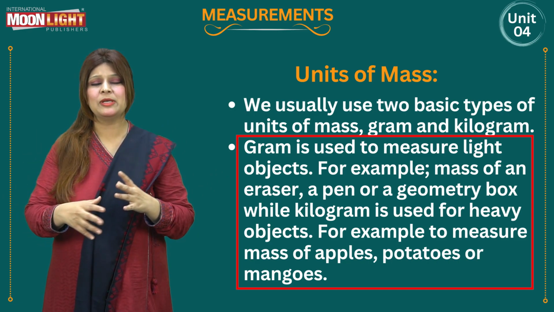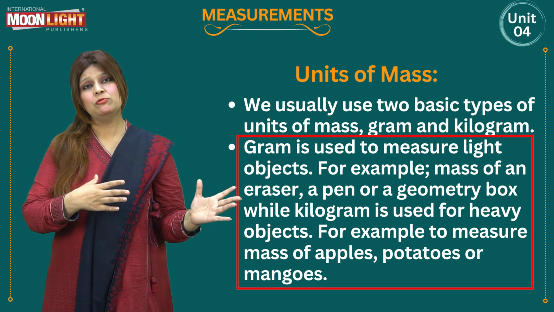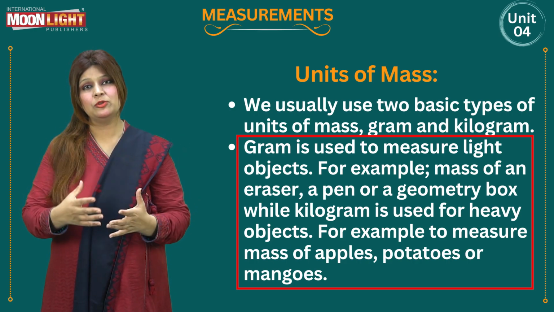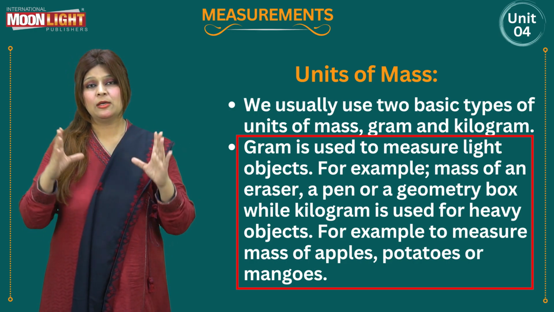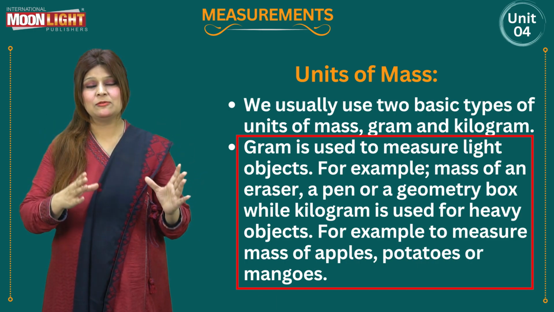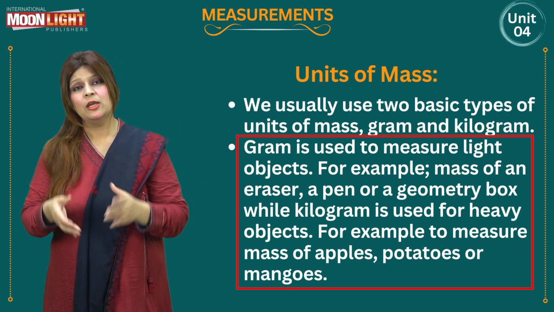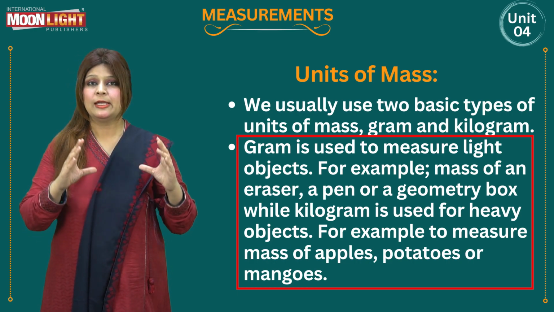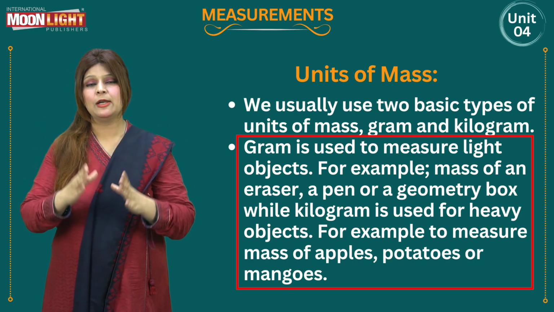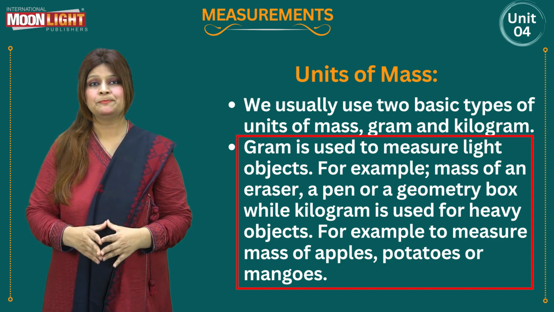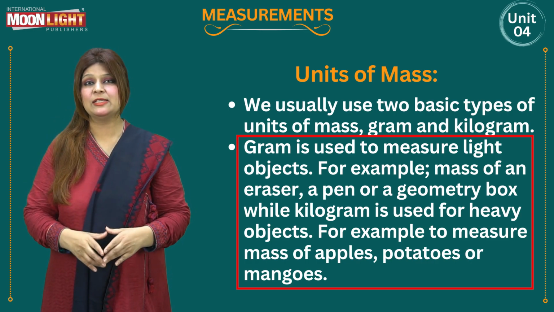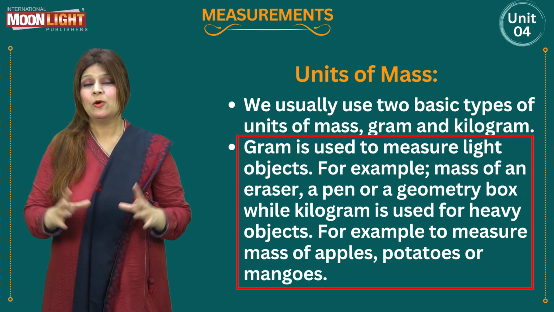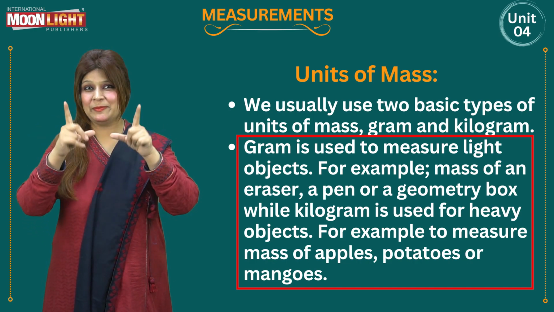Whenever you go to the market to buy them, the shopkeeper is going to give them to you according to the mass, which is in kilograms. So you need to remember that for heavier objects we use kilograms, and for lighter objects we use grams. And you know one more thing, one apple will have about 200 grams of mass, not a kilogram. Do remember that.